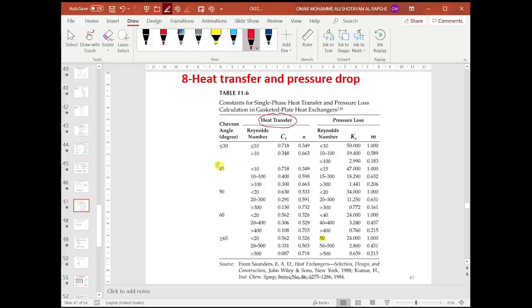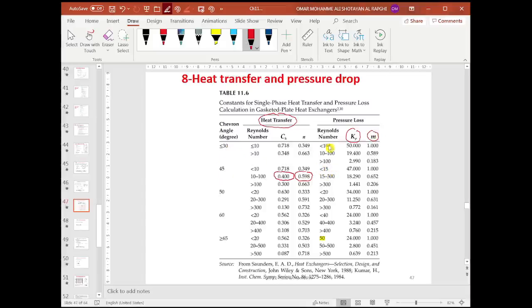The value of beta, which is the first column, and then the Reynolds number. For example, if you assume that you have a beta of 45 and your Reynolds number is between 10 and 100, then this is the CH and this is the value of n that is going to be used in the previous relations that we saw in the previous slide. Also, for the pressure calculations, as we are going to see later, the two values Kp and m are also functions of the chevron angle in addition to the Reynolds number.